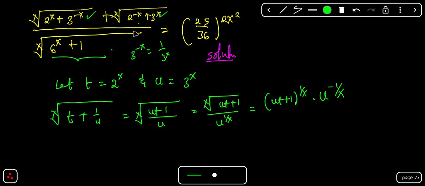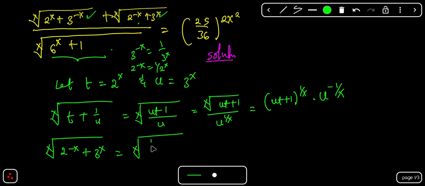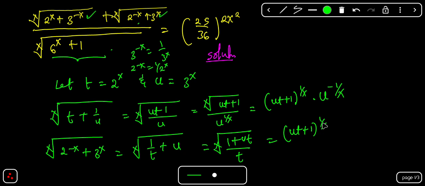Then moving to the next one, which is the x-th root of 2 raised to the power of negative x plus 3 raised to the power of x. 2 raised to the power of negative x is also 1 over 2 raised to the power of x, which is 1 over t. So then we have the x-th root of 1 over t plus 3 raised to the power of x, which is u. The LCM here is t, so we have over t. That will be 1 plus ut, and don't forget the x-th root here. So it is also equal to (ut plus 1) raised to the power of 1 over x, multiplied by t raised to the power of minus 1 over x. That is beautiful.